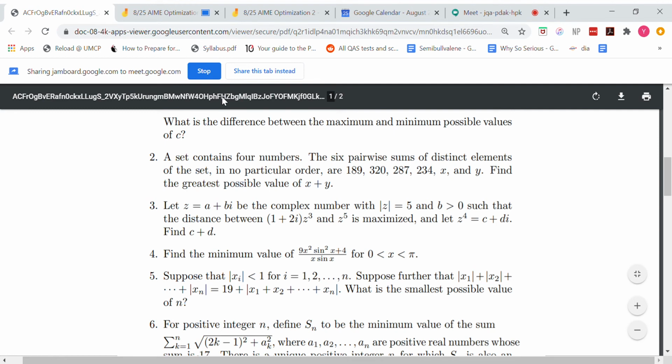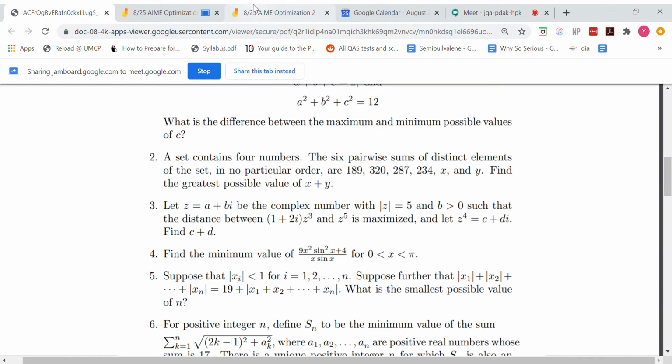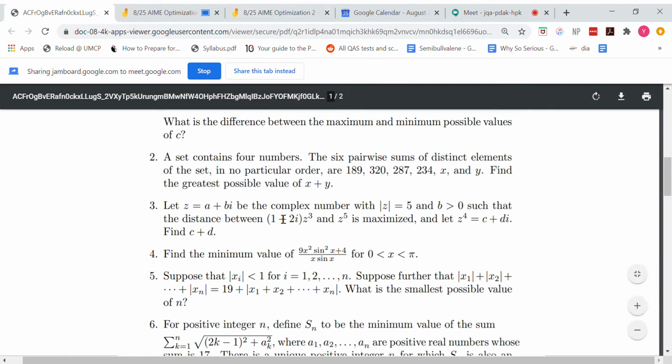Okay, so let's look at problem 3. Let z equal a plus bi be the complex number with the magnitude of z equal to 5, and b greater than 0, such that the distance between 1 plus 2i times z cubed and z to the 5th is maximized. And what we're trying to find is z to the 4th.